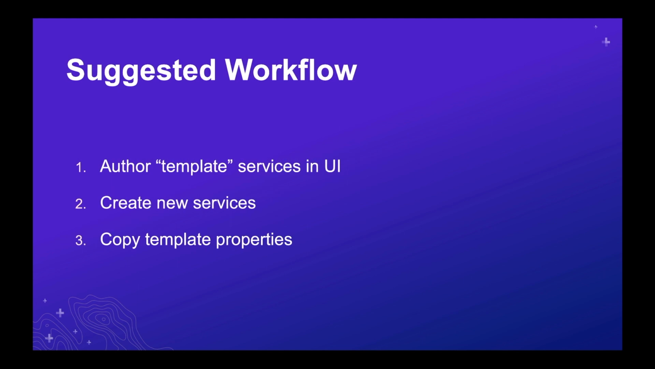So generally, our suggested workflow is to first author template services through the ArcGIS UI. That can be Pro, that can be ArcGIS Online or ArcGIS Enterprise. And when we say template in quotes, it's really just any other ArcGIS item, but you're then able to, once it's created, access its properties and copy it into new services that you create so that they behave and act and look the same way. So then second step, create those new services, and third step, copy the template properties.